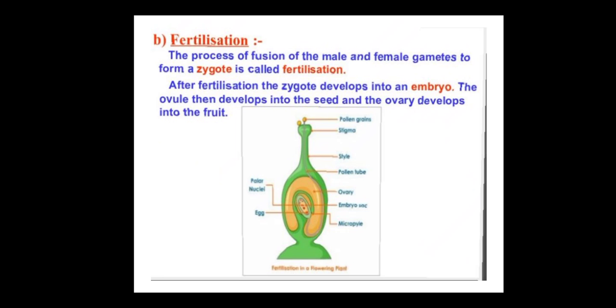Now, what is fertilization? The process of the fusion of the male and the female gametes that forms a zygote is called fertilization. After fertilization, the zygote develops into the embryo. The ovule develops into the seed, and the ovary develops into the fruit. So this is the fertilization process of a plant, where the zygote forms and develops into the embryo. The ovules develop into seeds in the ovary, and then we get the fruit.